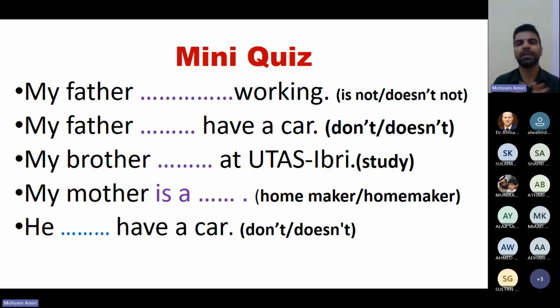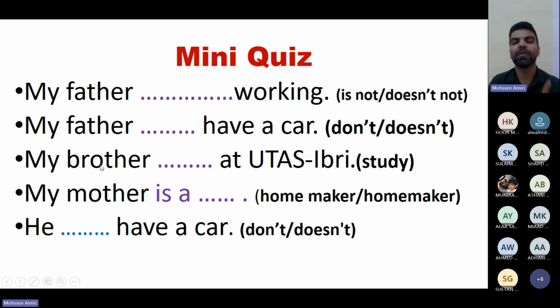And this one, guys, let's do it. This is a small quiz, for example. Number 2, my father. Doesn't, not. What? Doesn't, not. Doesn't have. Have is written. We use doesn't have. So, my father doesn't have. Good.